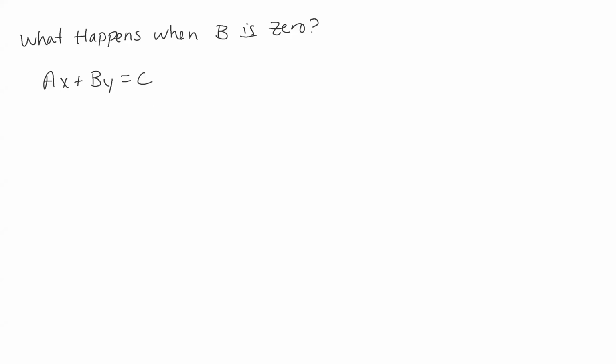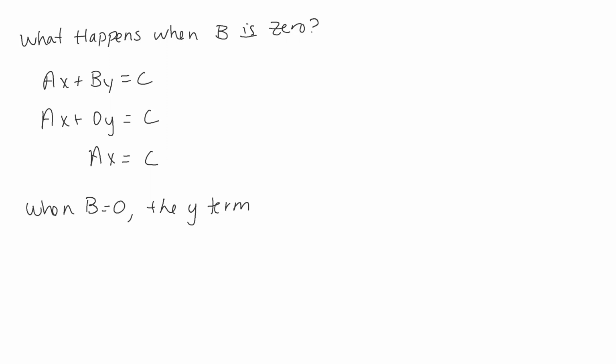That's a generic form, we call it standard form of a linear equation. If b was 0, we would get ax plus 0y equals c. Generally speaking, we say that 0y cancels out, so we would just end up with ax equals c. So what has happened? When b equals 0, the y term goes away, and I'm going to put goes away in parentheses. It's not like it completely disappears. It's just that the coefficient of y is now 0, so that 0y term doesn't count anymore.